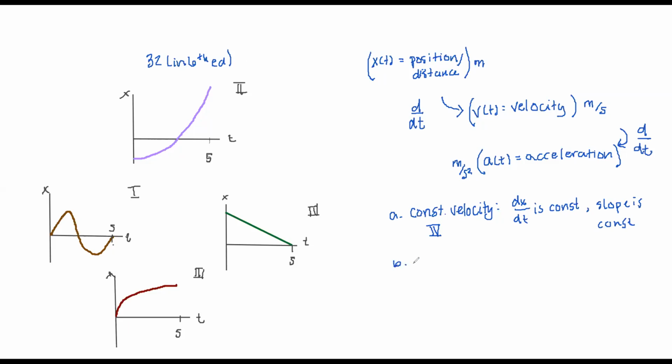For part B, where is the greatest initial velocity? What does that mean? Would it be 3, because it's got the highest slope? Yes. So we're looking for the highest initial slope. That's graph 3.